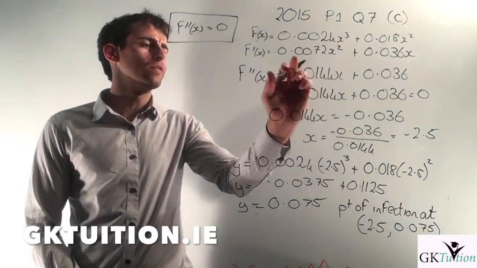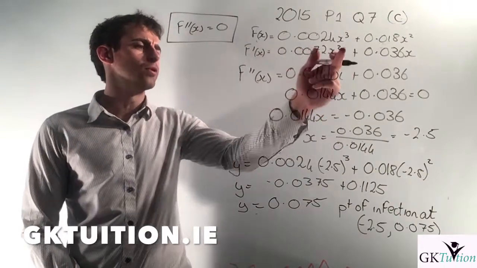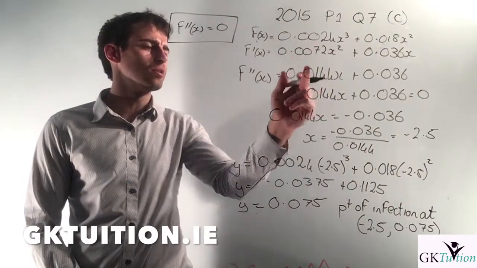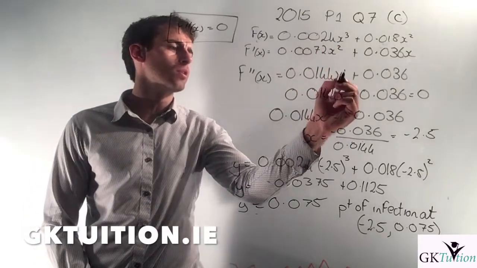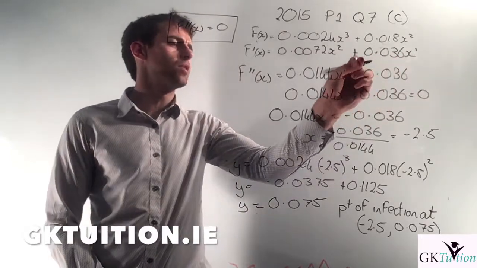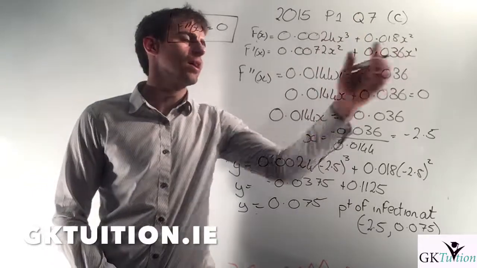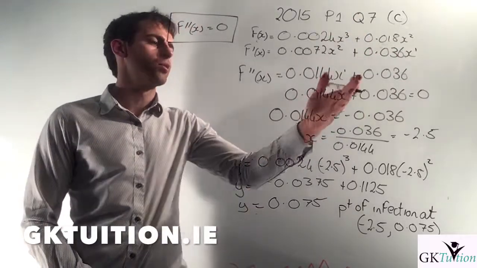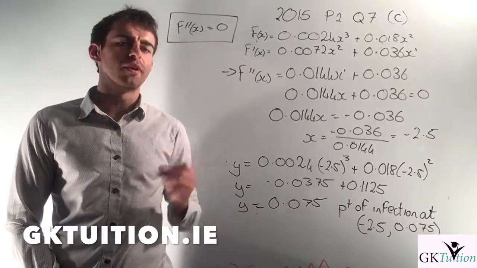So to get our second derivative, we need to differentiate our first derivative. So if our first derivative is 0.0072x squared, you bring the power in front, 2 by 0.0072 is 0.0144, and the power of x decreases by 1, so that's x to the power of 1. My second term in my first derivative is 0.036 x to the power of 1, so you bring the power in front and you decrease the power of x by 1. So it's just 0.036. So this is my second derivative.